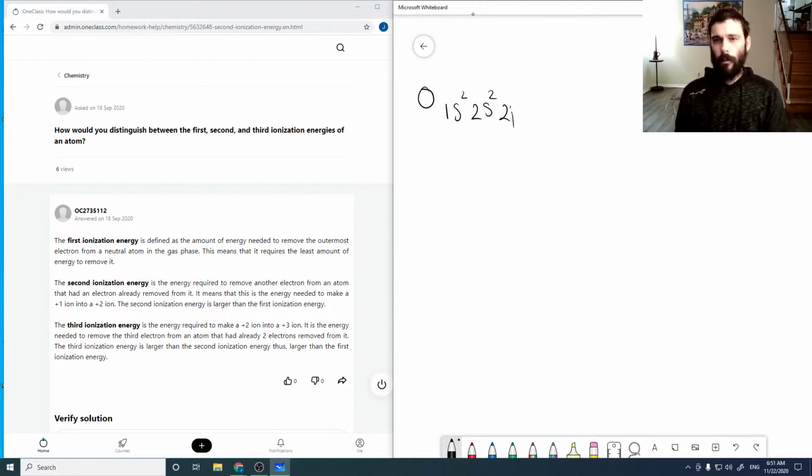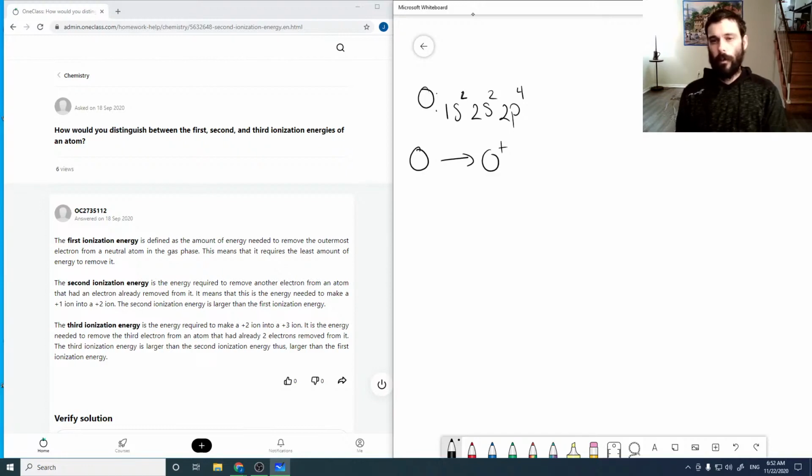2p4. Okay. So oxygen's first ionization energy would be removal of one of these 2p electrons. So it would be going from O to O plus.